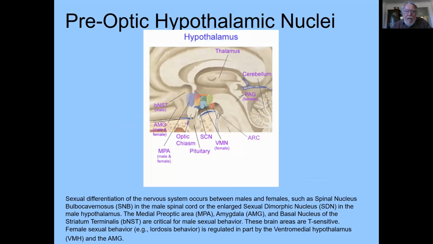Okay, so if we look at the preoptic hypothalamic nuclei here, what we can see is the medial preoptic area going to be involved in both male and female activity. Then we are basically looking at the bed nucleus of the stria terminalis. We'll talk about this briefly in the limbic system, and that is involved in male sexual behavior. Then what we see is another nucleus here being involved in male and female behavior. And then we see the ventromedial nucleus and the periaqueductal gray basically involved in female mediated behaviors.